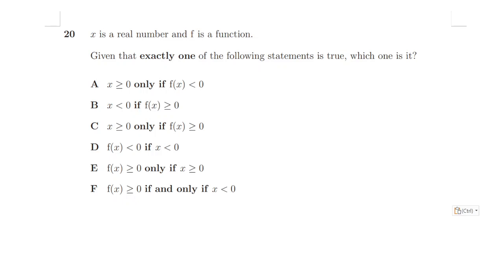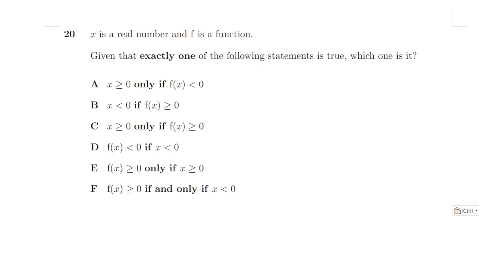All right, question 20, last question. X is a real number and f is a function. Given that exactly one of the following statements is true, which one is it? A classic, right? You assume one statement is true and you check if the other ones are false. If all the other ones are false, then great, that's the answer.